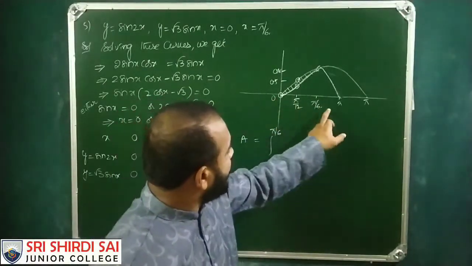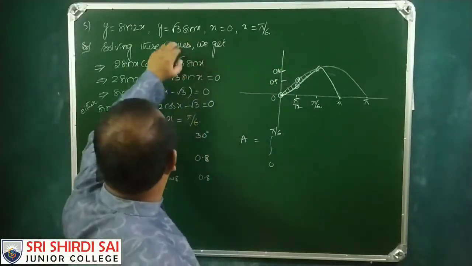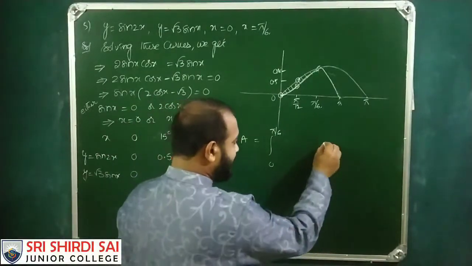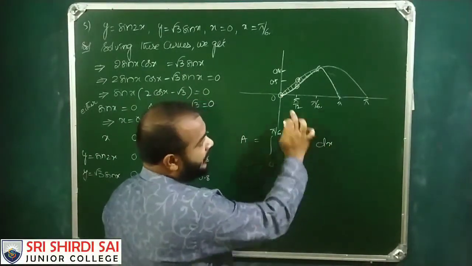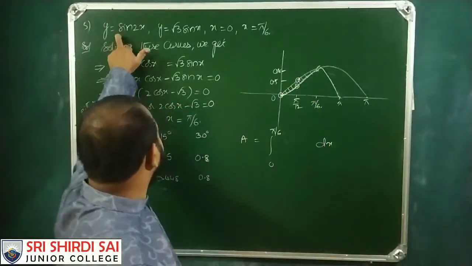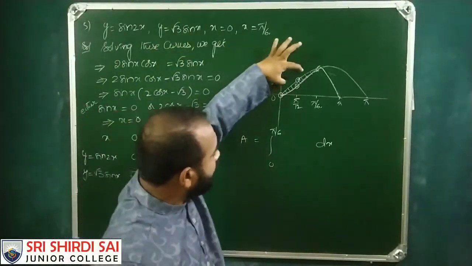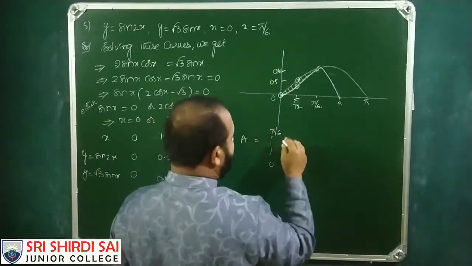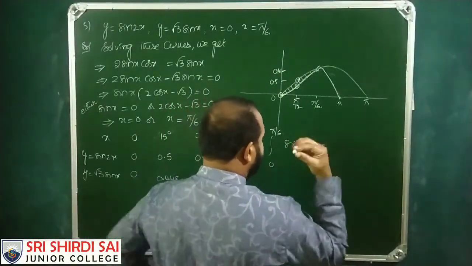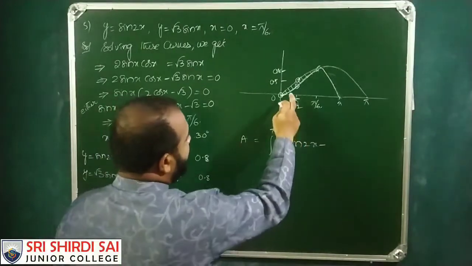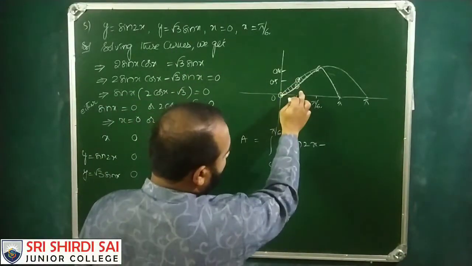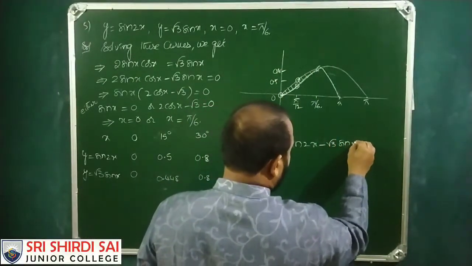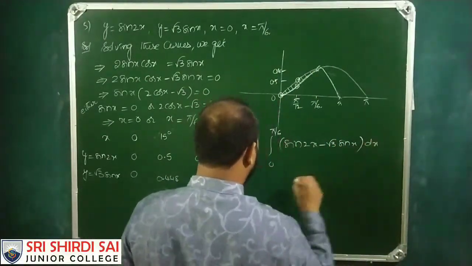Between 0 to pi by 6, the upper curve is sin 2x. 0 to pi by 6 are the limits of x, y dx. Here there are two y's: y equals sin 2x, y equals root 3 sin x. Just now we have seen that this is the upper curve. So y is equal to sin 2x minus, y here is root 3 sin x, which is below sin 2x. So we can evaluate from this onwards.